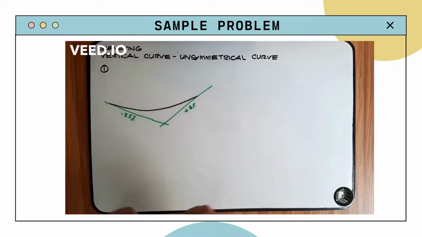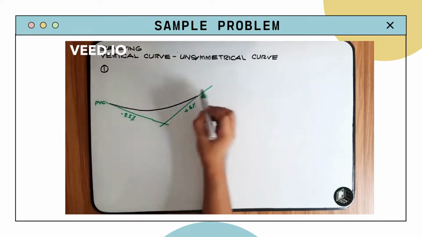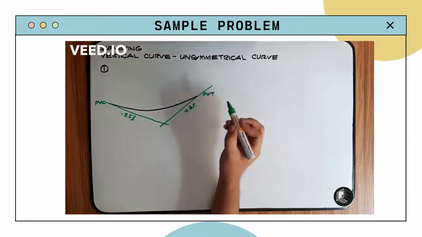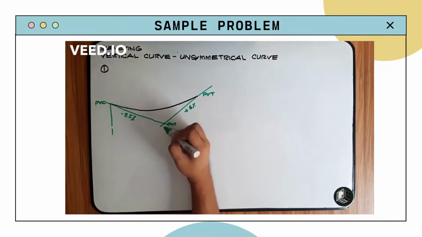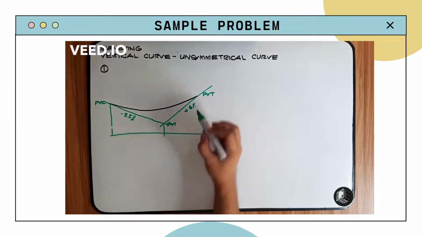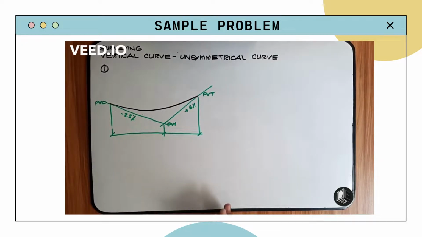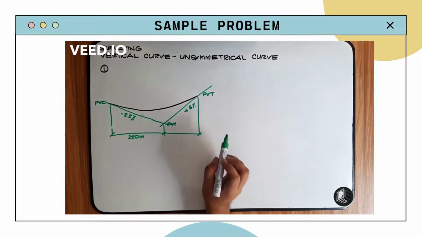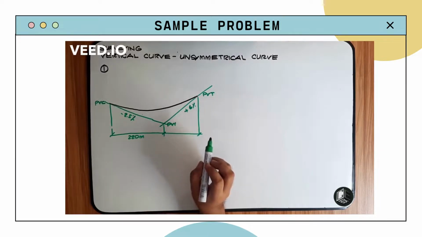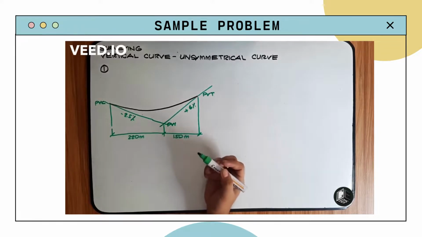So, ito yung ating curve. So, this is PVC. And this is PVT. Tapos, meron silang length. This is PVI. Binigay yung length niya from PVI to PVT and PVI to PVC. So, sabi dito, 220 meter curve lies on the side of the back tangent. So, this is 200 meters. And yung naman forward tangent is 150 meters. Ayan. So, binigay yung L1 and L2 natin.